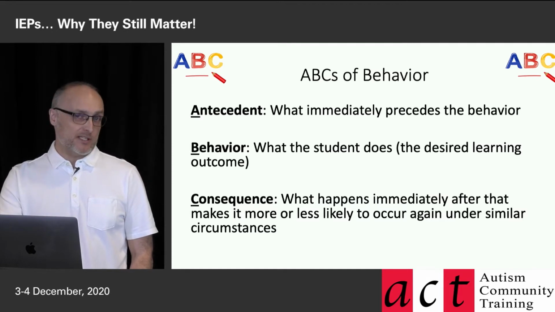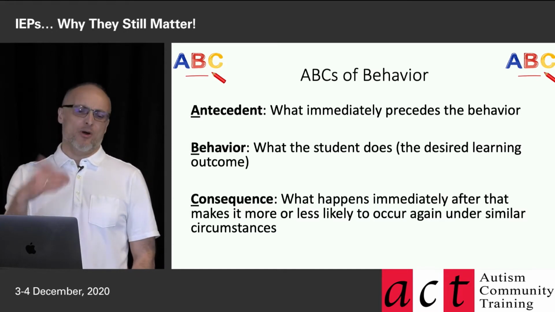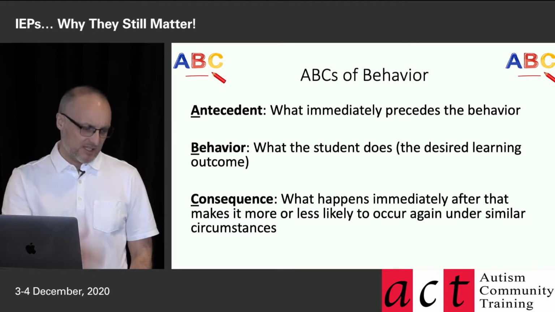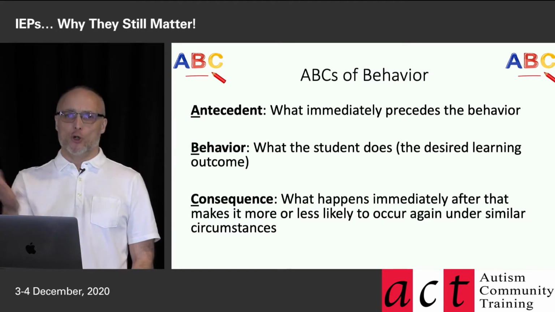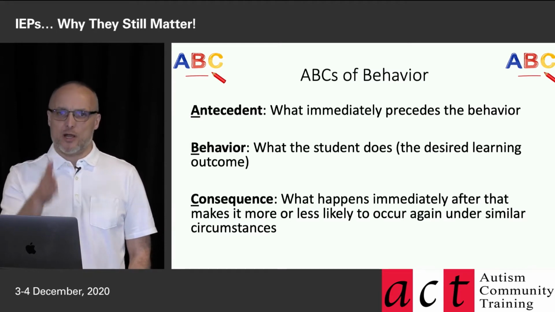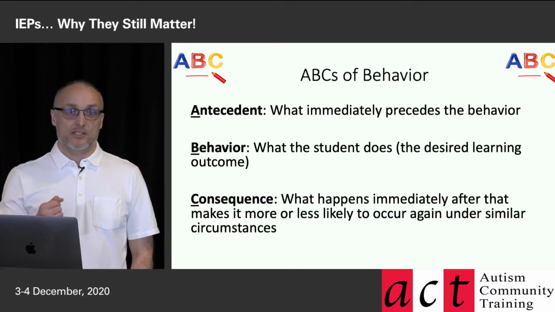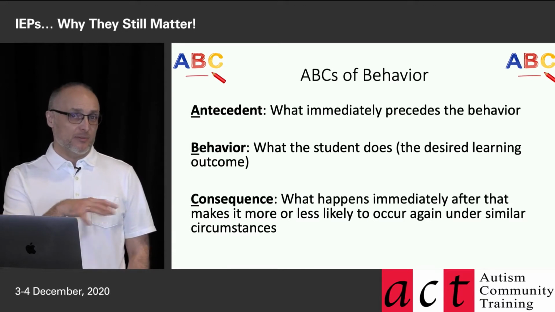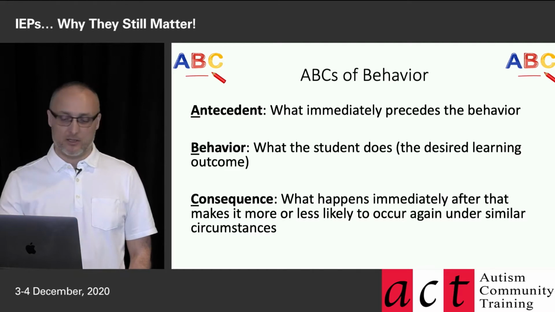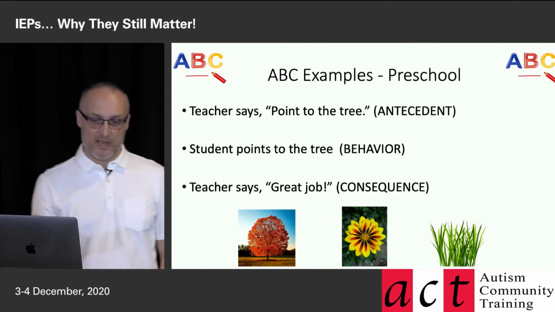Some examples of ABCs across the natural environment. Because a lot of people go, oh, ABCs, that's where you take a child, you sit at a table in an isolated room, and you do discrete trial instruction. Well, sometimes yes, but ABCs aren't limited to that kind of artificial analog environment. They occur in the natural flow of behavior.